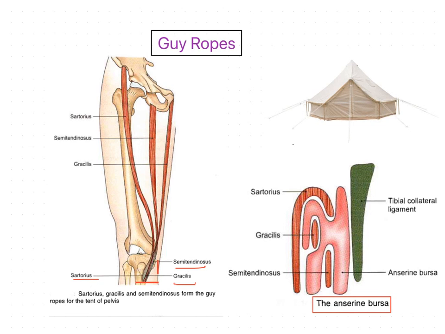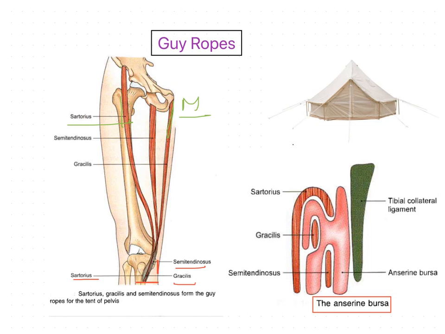So now we will see, the sartorius belongs to the anterior compartment of the thigh. Here you can see the sartorius, which is attached to the ilium of the hip bone. And if you see the gracilis, it belongs to the medial compartment of the thigh and is supplied by the obturator nerve. This one is related to the pubis of the hip bone.